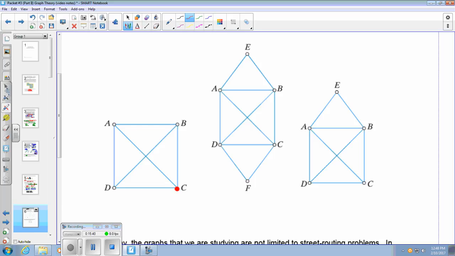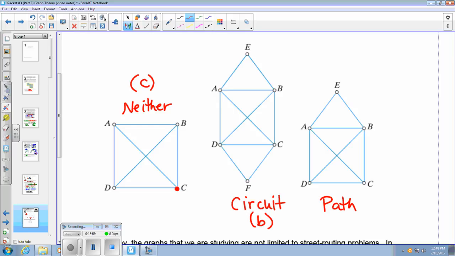All right, so the answers. This one has neither. So this one is the answer to part C. This one in the middle has the circuit. So this is the answer to part B. And this one has a path. So this one goes with part A.